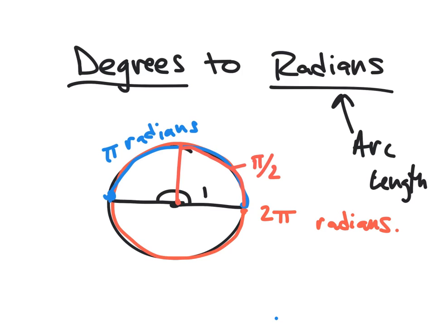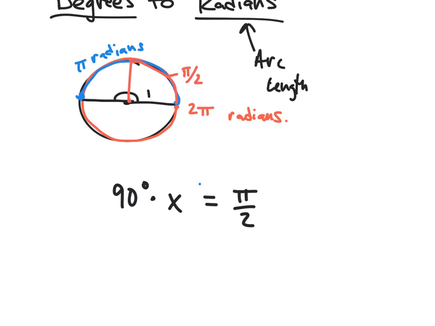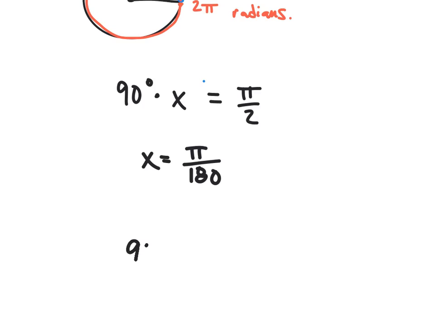So the question is, let's just think of it like this. If you take 90 degrees and you have to multiply this by something, which we'll call x, and that's going to give you pi over 2 radians. Then if you're converting from degrees into radians, then that factor that you would multiply by, x, would be equal to pi over 180. Okay, and so for example, I would take 90 degrees times pi over 180.